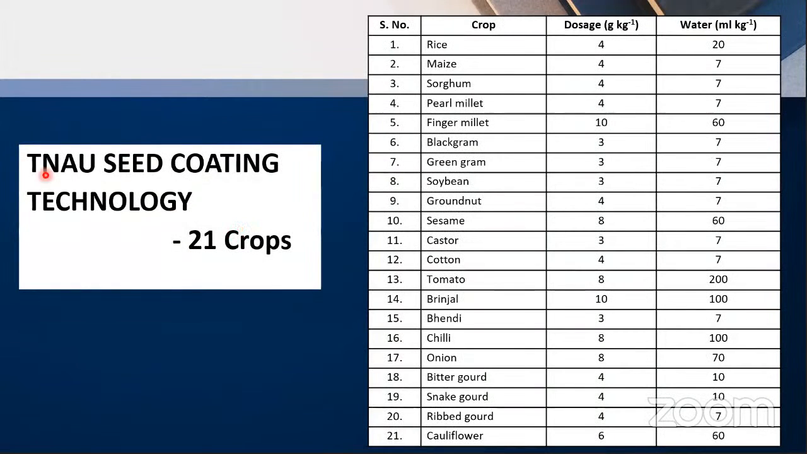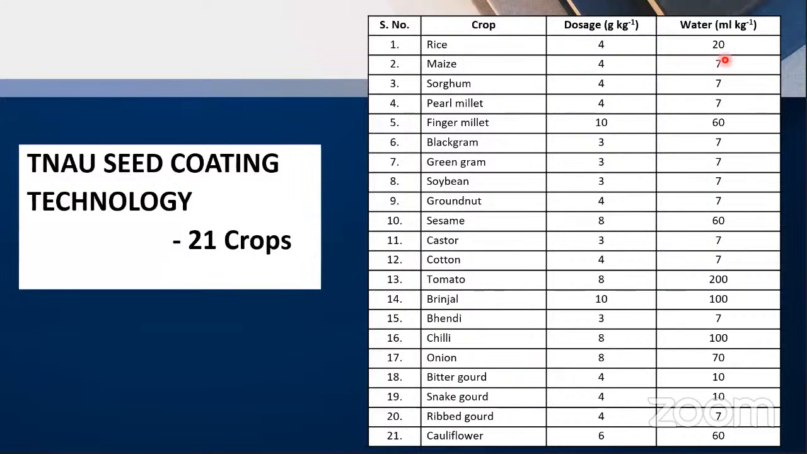Likewise, we have standardized for 21 crops: rice, maize, sorghum, pearl millet, finger millet, black gram, green gram, soya bean, groundnut, sesame, castor, cotton, tomato, brinjal, bendi, chilli, onion, bittergourd, snakegourd, ridgegourd, cauliflower. This has been done via 2 theses. In the first year, one student, Sandhya, worked on it, and then the formulation was finalized by the second student, and then we standardized for all these crops.